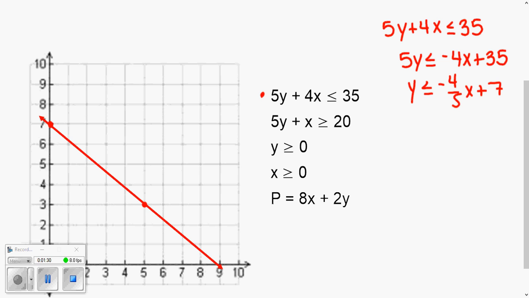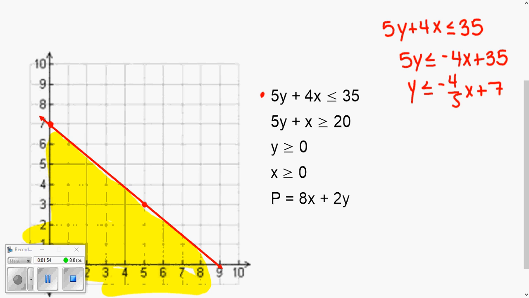Now, the shading for this would be below. So I'm going to start shading, and then I'll erase as necessary as we keep adding these constraints in. So below this red line happens to be all of this. Even below the first quadrant, really, that's part of it as well.